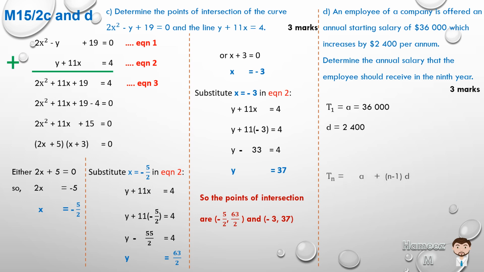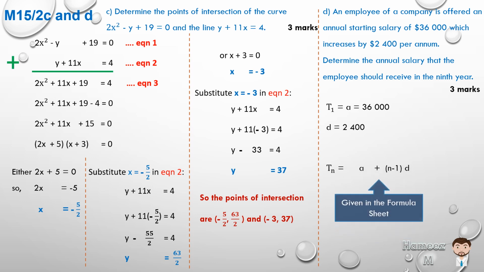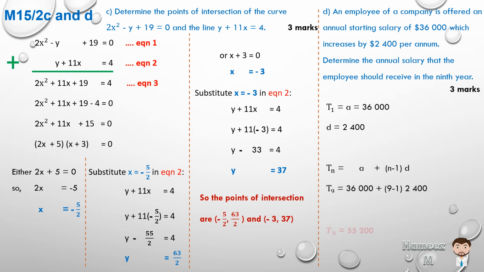So t to the n is equal to a plus n minus 1 d, which is a formula that's given in the formula sheet. So let's substitute for when n is 9. It's going to give us 36,000 plus 9 minus 1 by 2,400, because n is 9. And that works out to be $45,200. So that will be the employee's annual salary in the 9th year.